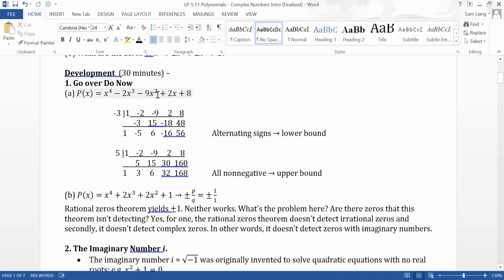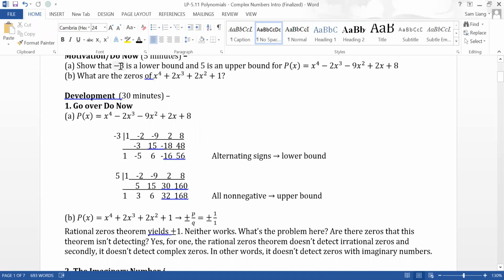plus 2x plus 8. And again, our problem was to show that -3 is a lower bound and 5 is an upper bound. So -3 is the number here. Again, synthetic division: drop down the 1, multiply, you get -3, add, you get -5, multiply again, you get 15, add that, you get 6, multiply, you get -18, add that, you get -16, multiply, you get 48, and then add that, you get 56. Okay, so that's for the lower bound.